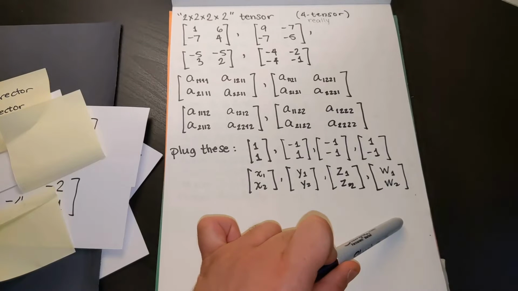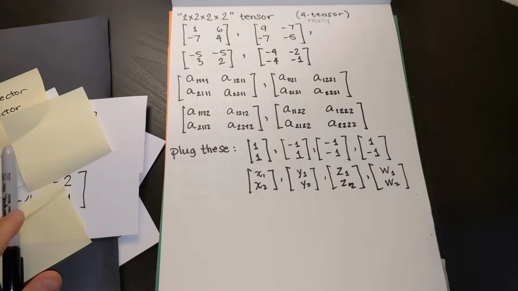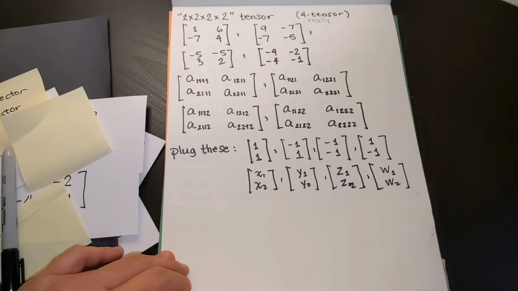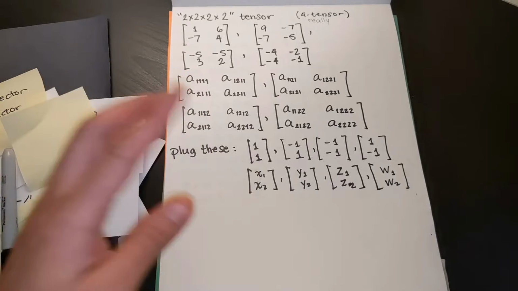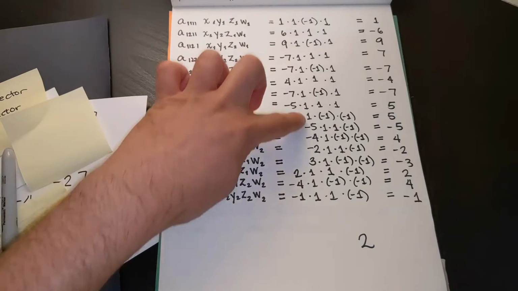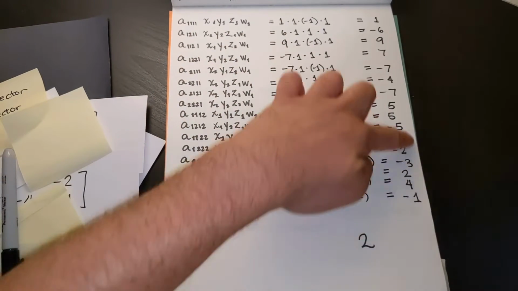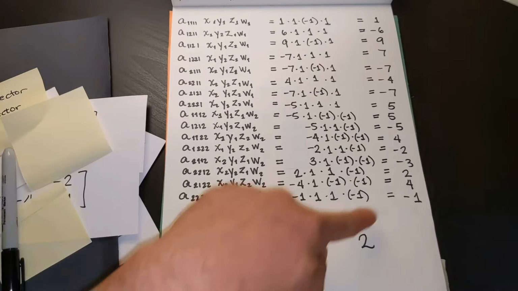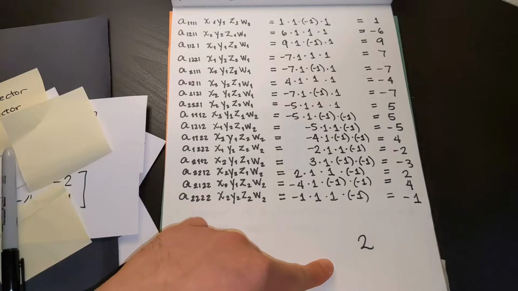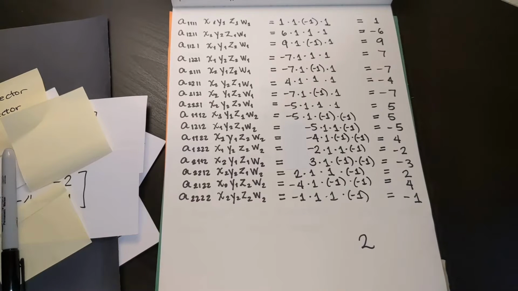And we do the same thing with 2 by 3 by 3. We match them properly. Do the multiplication, then add them all up. So once you add these all up, you get 2. So that's tensor for you. It's a function that takes an ordered finite amount of vectors and the output is one number.